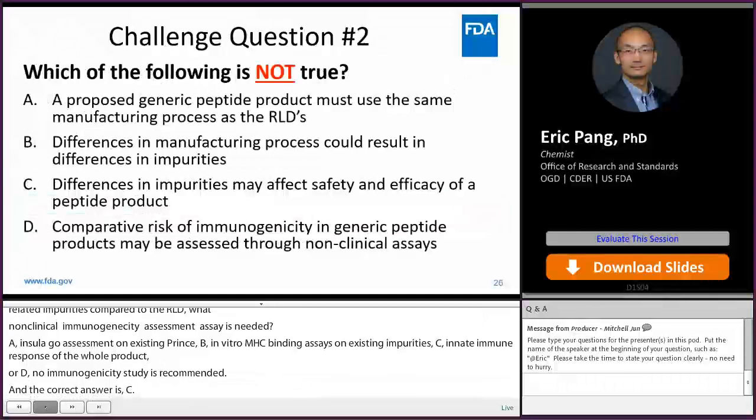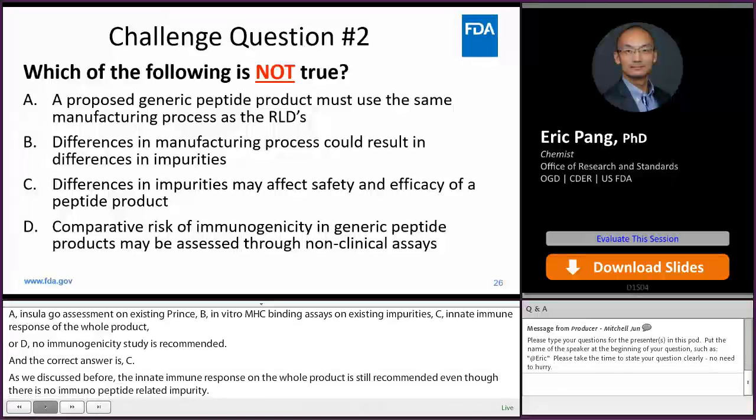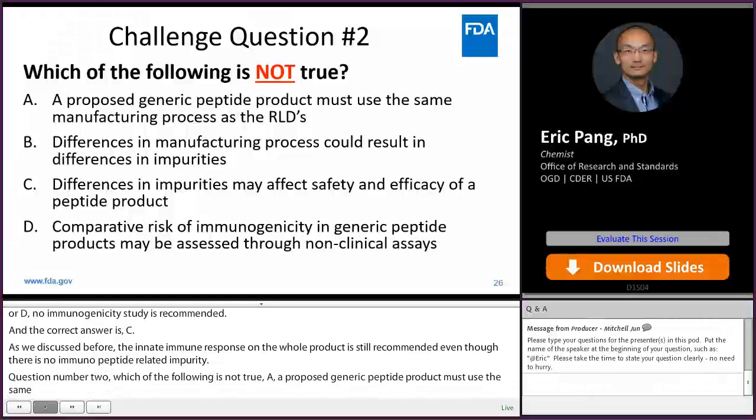Question number 2: which of the following is not true? A, a proposed generic peptide product must use the same manufacturing process as RLDs. B, differences in manufacturing process could result in differences in impurities. C, differences in impurities may affect safety and efficacy of a peptide product. Or D, comparative risk of immunogenicity in generic peptide product may be assessed through non-clinical assays.